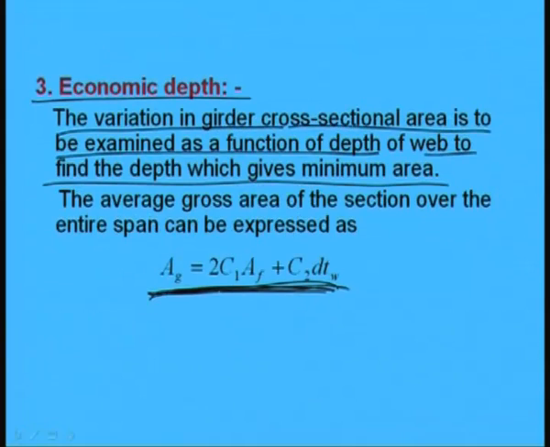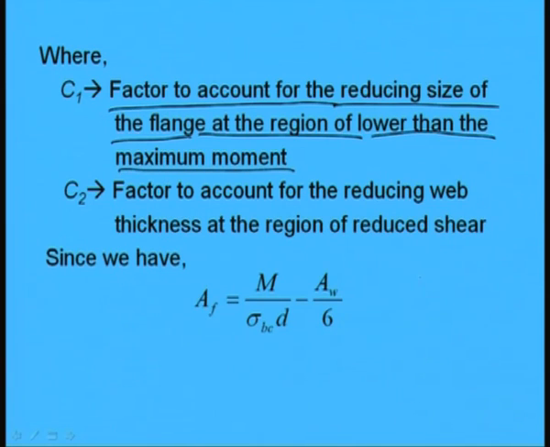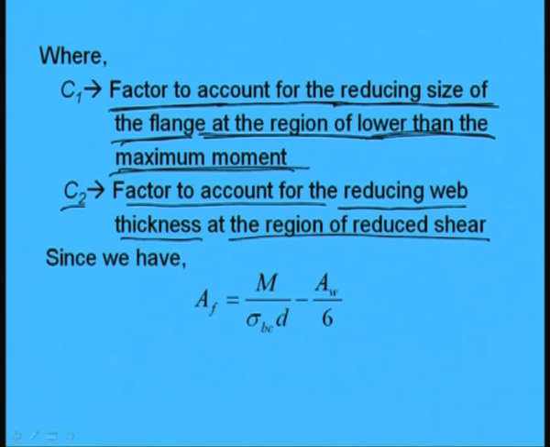So, here we are using C1 and C2, because other things we know: AF, D, tw we know. C1 is the factor to account for the reducing size of the flange at the region of lower than the maximum moment, and C2 is the factor to account for the reducing web thickness at the region of reduced shear. Let me repeat again, what are C1 and C2? C1 is the factor to account for the reducing size of the flange at the region of lower than the maximum moment, and C2 is the factor to account for the reducing web thickness at the region of reduced shear.